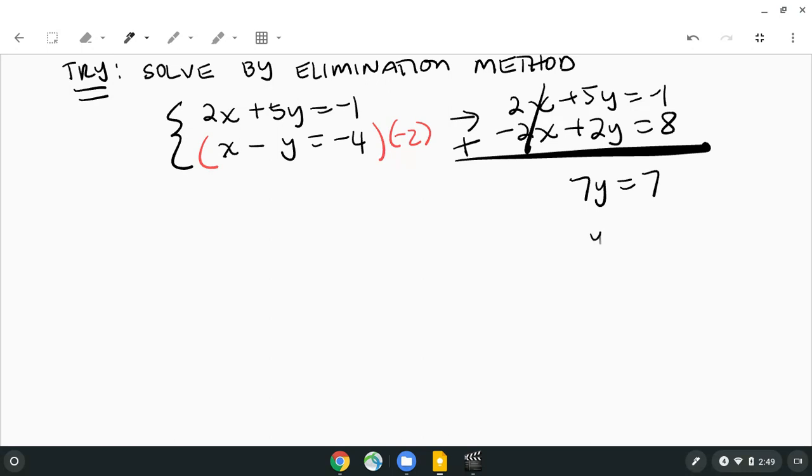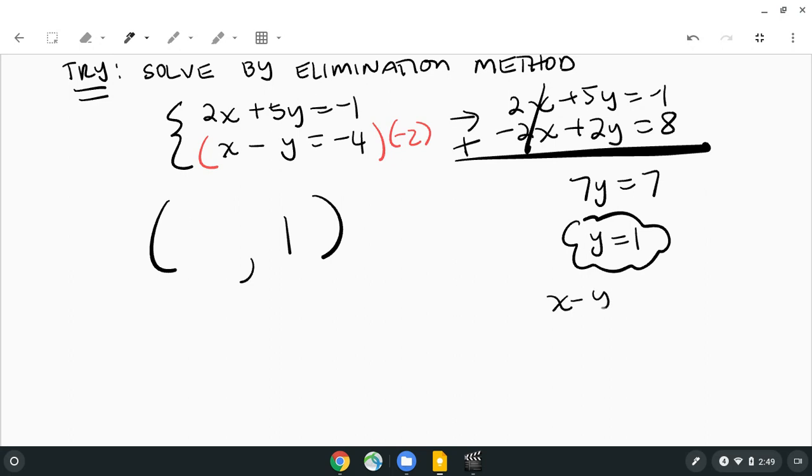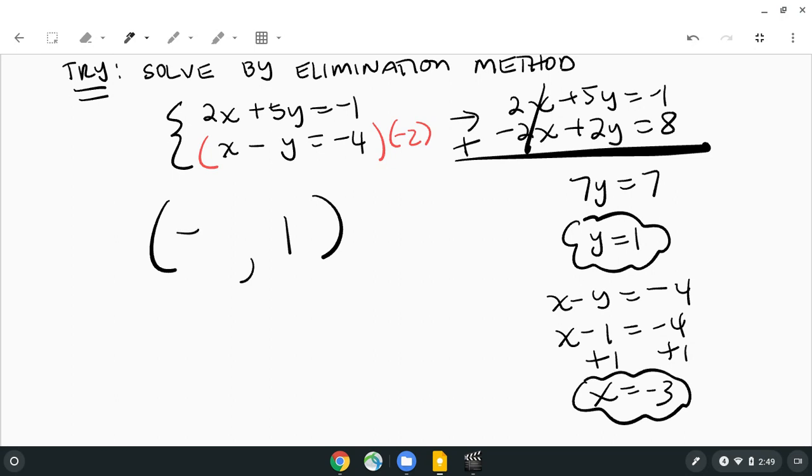So y equals 1. That is only half of my answer, because again, we need an x and a y coordinate. So now I need to solve for x. I will use the bottom equation. So I will use this one here to solve for x. So y is 1. So x minus 1 equals negative 4. Add 1 to both sides, and x equals negative 3. All right, so my answer here should be negative 3, 1.